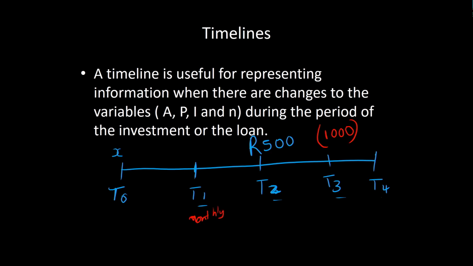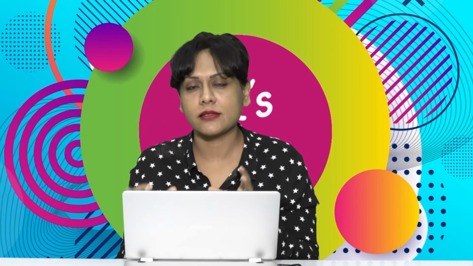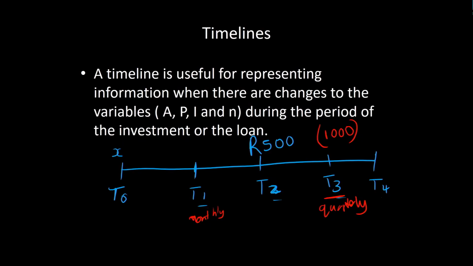And then suddenly, 3 years later, the bank decides, okay, it's changing its interest rate and the compounding becomes quarterly. So you can show that on your timeline, and this will then help you to keep track of all the goings-on in this account. So you can then see, okay, at time 3 this happened, at time 2 this happened, and you can reflect all of that information in a nice short manner using our compound interest formula.